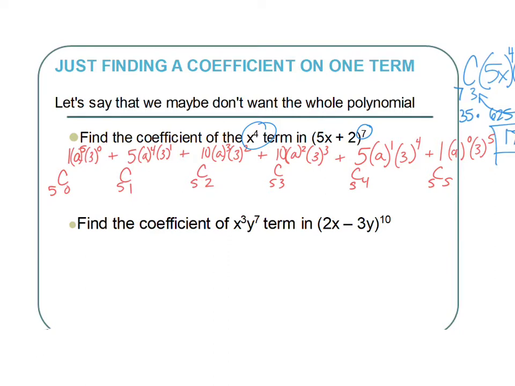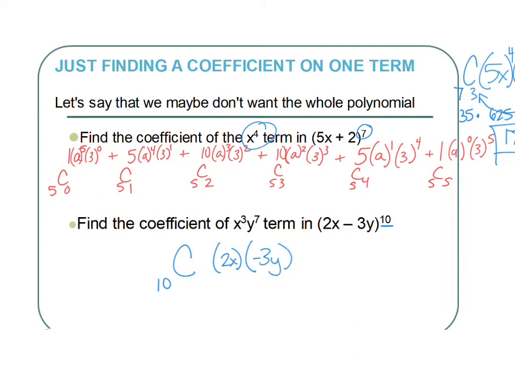All right, let's try that. Now that we know how that pattern works, it really should go pretty quickly for us. I don't have to redraw everything out. Here we go. Find the coefficient of x to the 3rd, y to the 7th. So I'm doing this quantity to the 10th, so I'm going to have combinations of 10, choose something. I'm going to have my 2x raised to some power, and I'm going to have my negative 3y raised to some power.